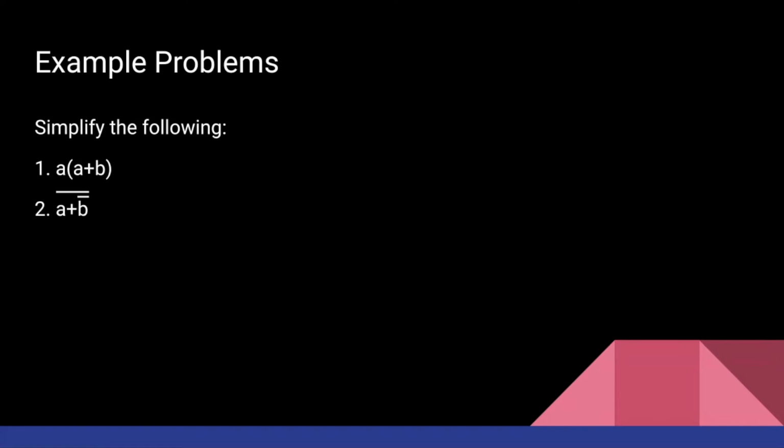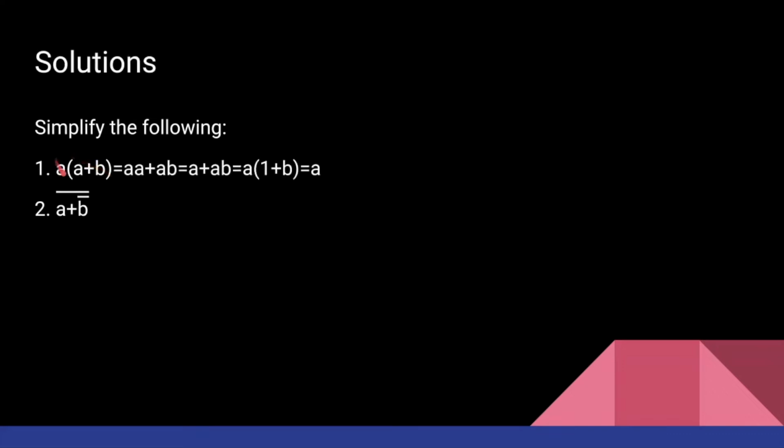All right, so for number 1, we first distribute it to get AA plus AB, and then remember that A times A is the same as A. All right, and then now we can factor it again. So we have A times (1 plus B), and remember that 1 plus anything is just 1. So overall, this is equal to A.